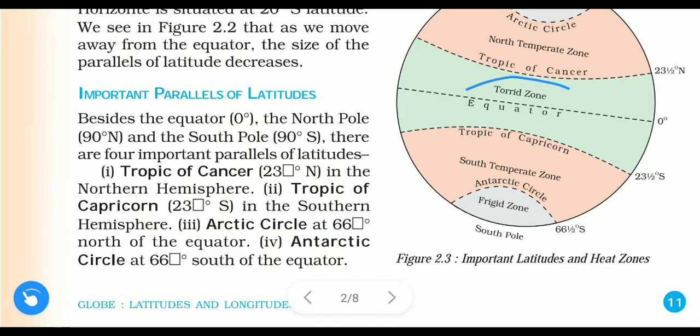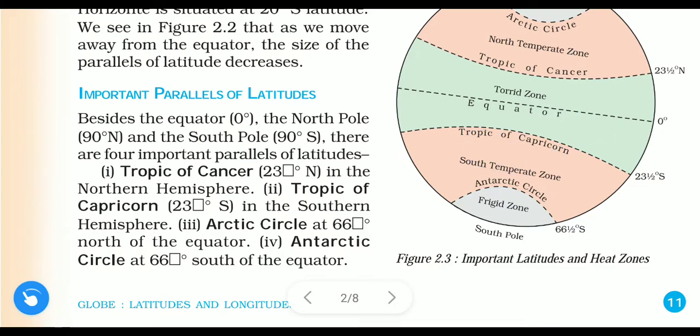Understood? See, this is your torrid zone. Here the temperature is very high. It receives maximum, extreme heat. And this region is the temperate zone, where the temperature is very moderate. So we have learned the torrid zone and the temperate zone.